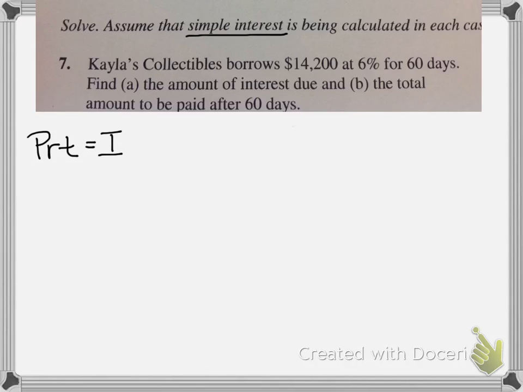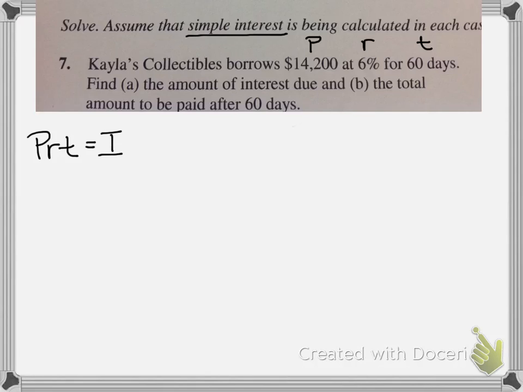So in this situation, the P, or principal, is the amount we're starting with, which is $14,200. The rate is 6%, and the time is 60 days. Now, one thing we have to remember is that when we're dealing with interest formulas, time always needs to be expressed in years, not days, not months, not quarters. So how do we convert 60 days into years?